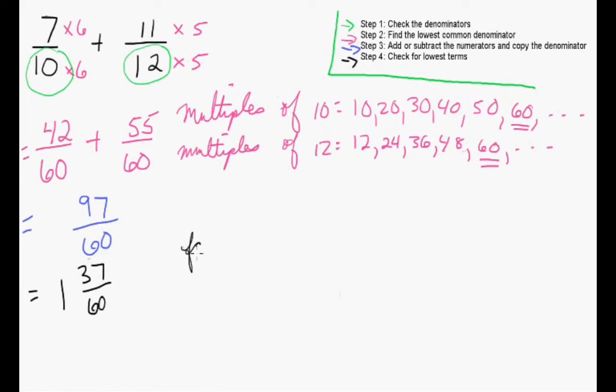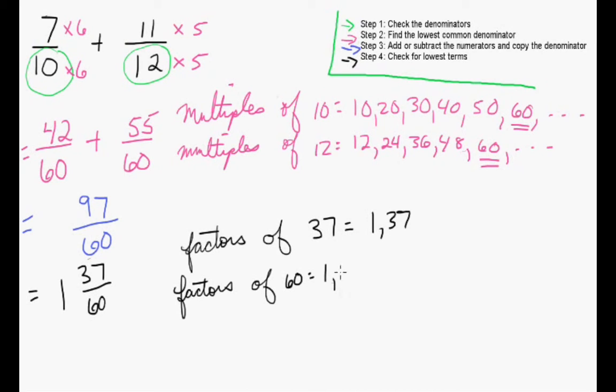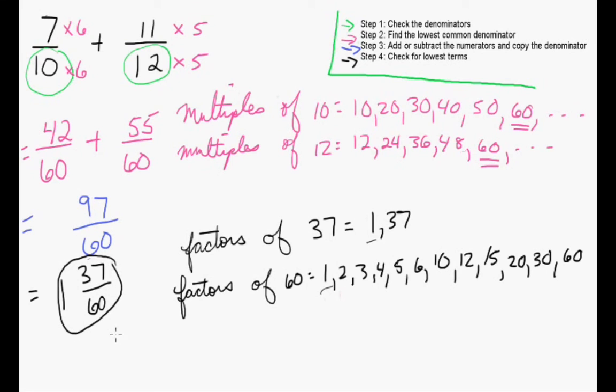In order to do that, we're going to list the factors of each, just like we've done in all the other exercises. So the factors of 37 are 1 and 37, and the factors of 60 are 1, 2, 3, 4, 5, 6, 10, 12, 15, 20, 30, and 60. And we can see here in these two lists the only thing that's common is the ones. Dividing by 1 is not going to change our fraction. So we can state that 1 and 37/60ths is in lowest terms, and that's our final answer.